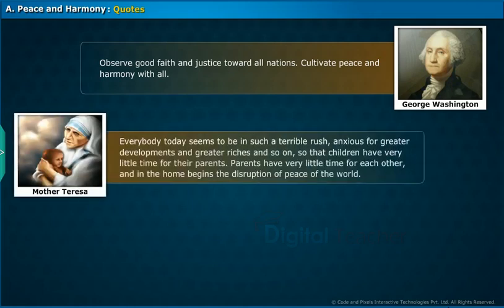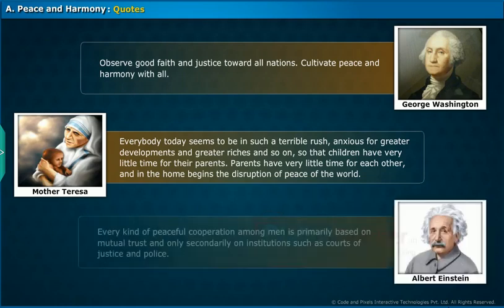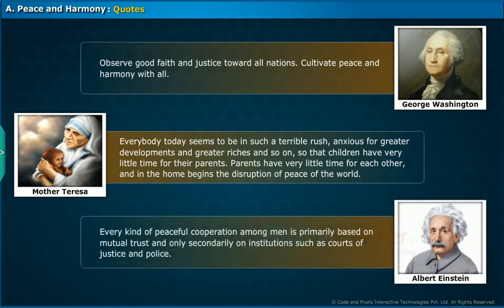Everybody today seems to be in such a terrible rush, anxious for greater developments and greater riches and so on, so that children have very little time for their parents. Parents have very little time for each other, and in the home begins the disruption of peace of the world. By Mother Teresa.